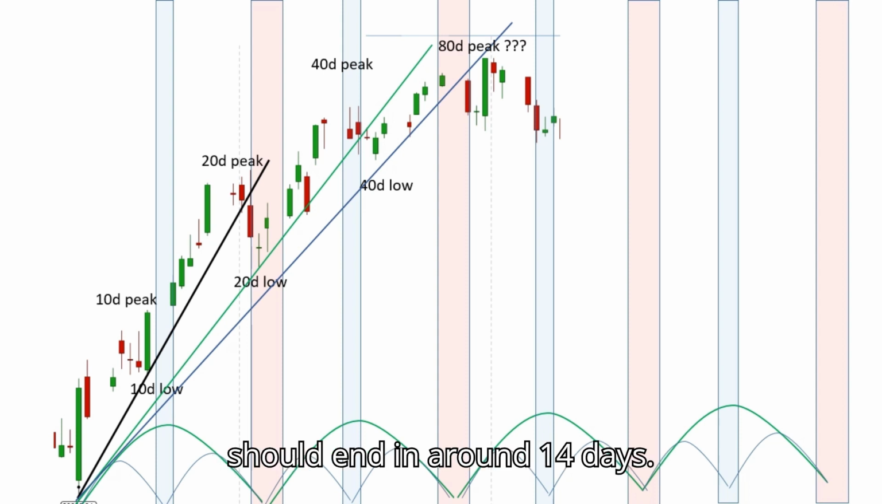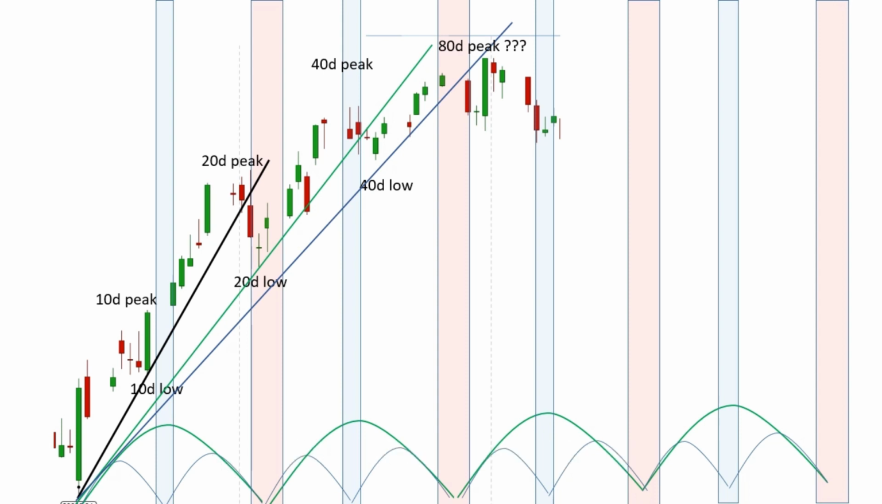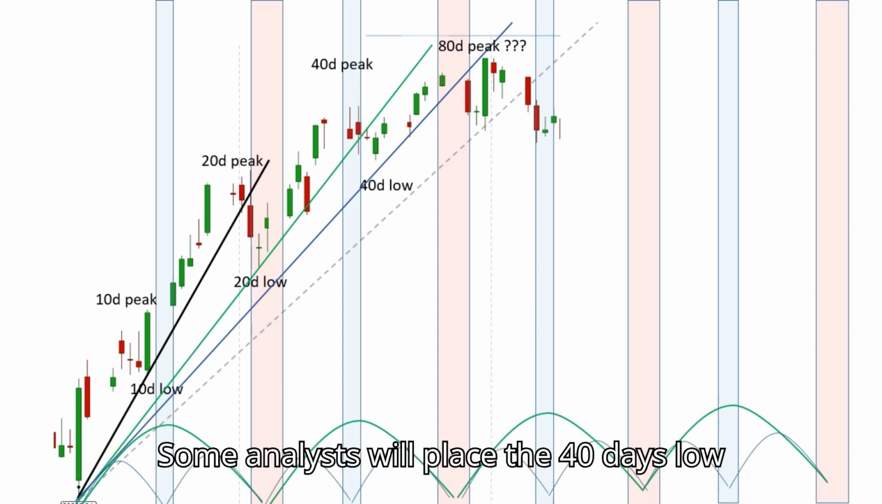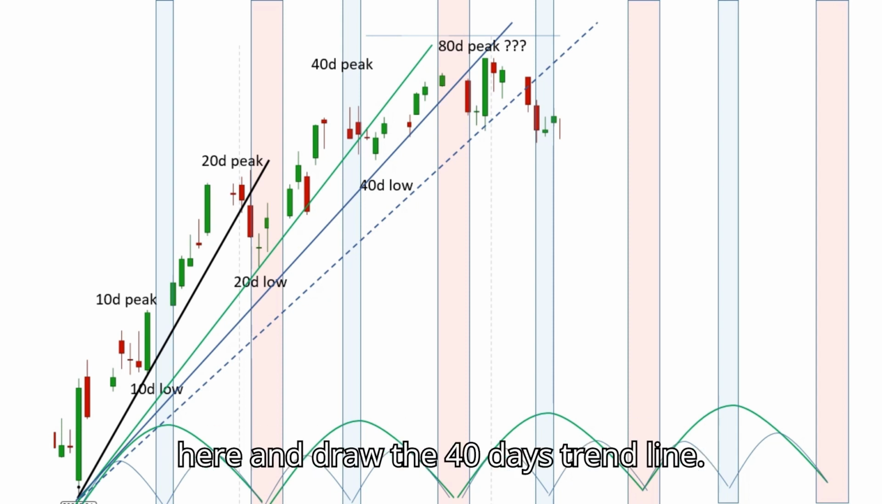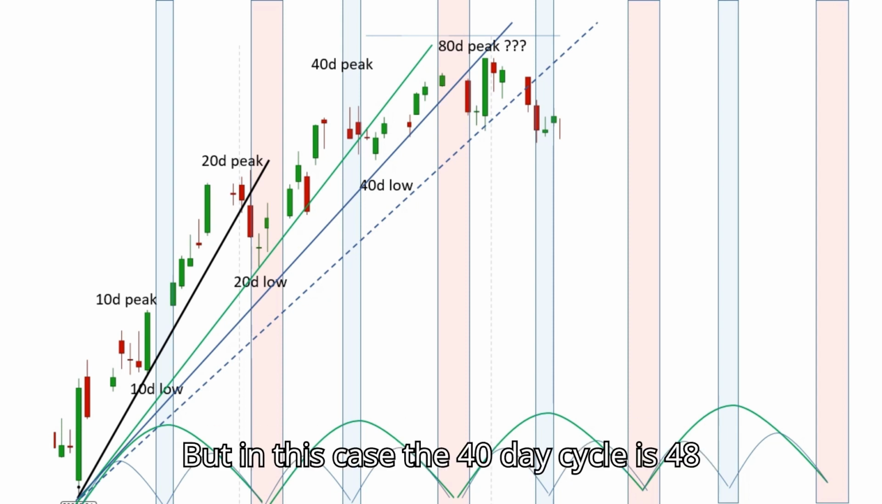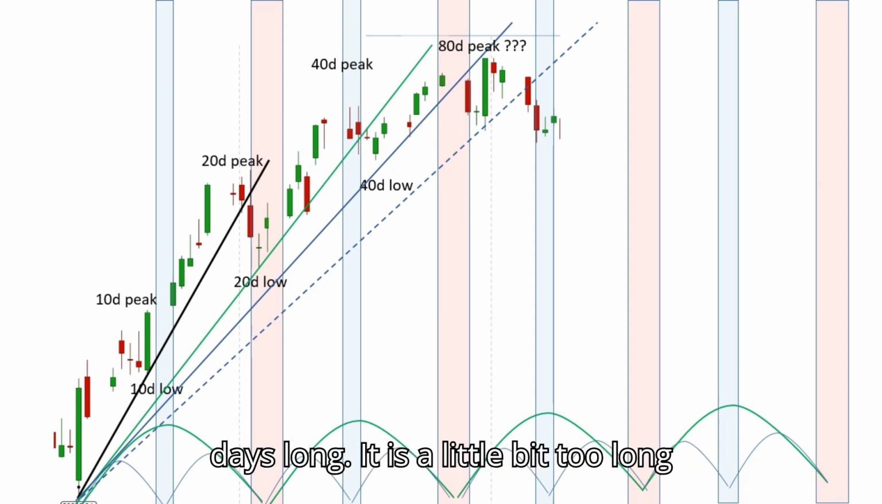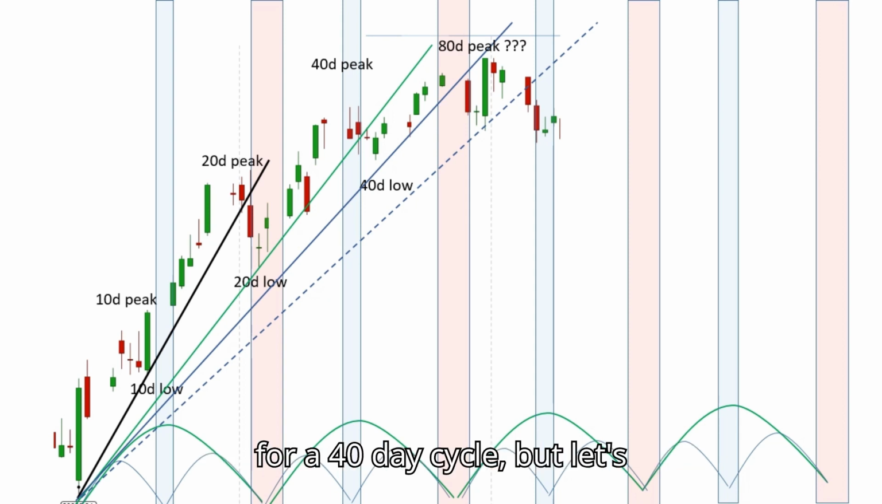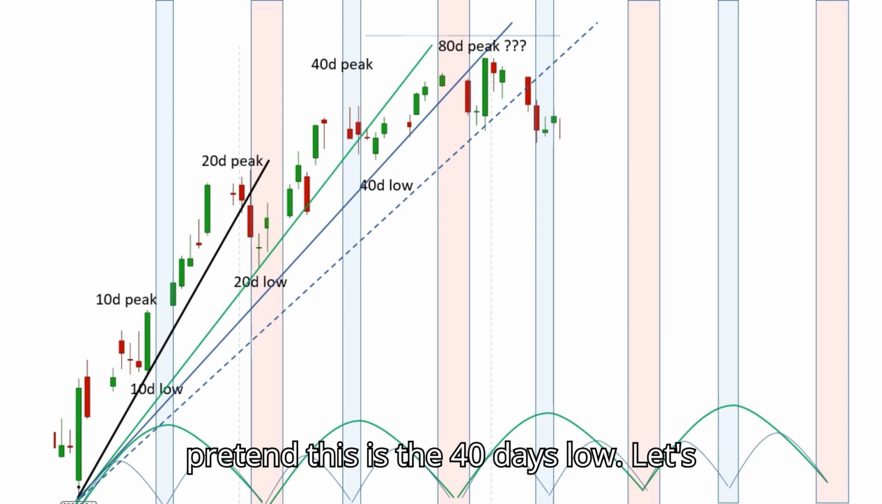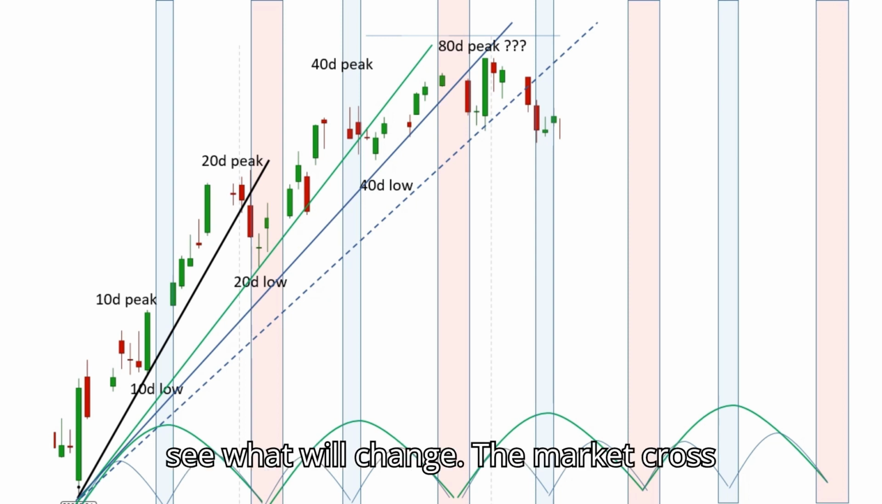Then a decline which should end in around 14 days. Some analysts will place the 40 days low here and draw the 40 days trend line. But in this case the 40-day cycle is 48 days long. It is a little bit too long for a 40-day cycle. But let's pretend this is the 40 days low. Let's see what will change.